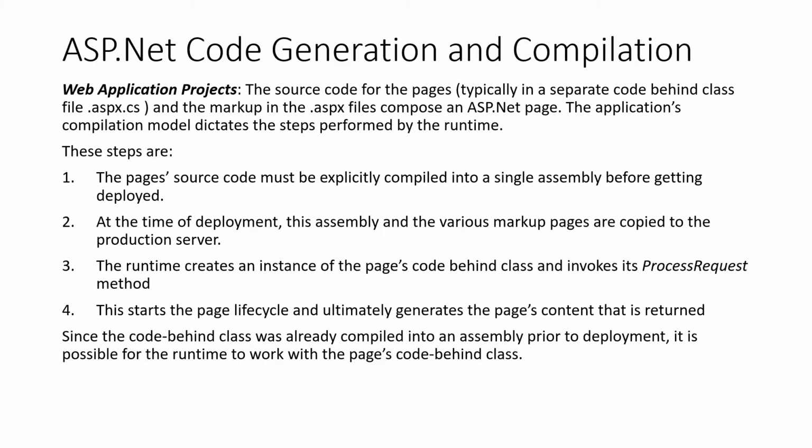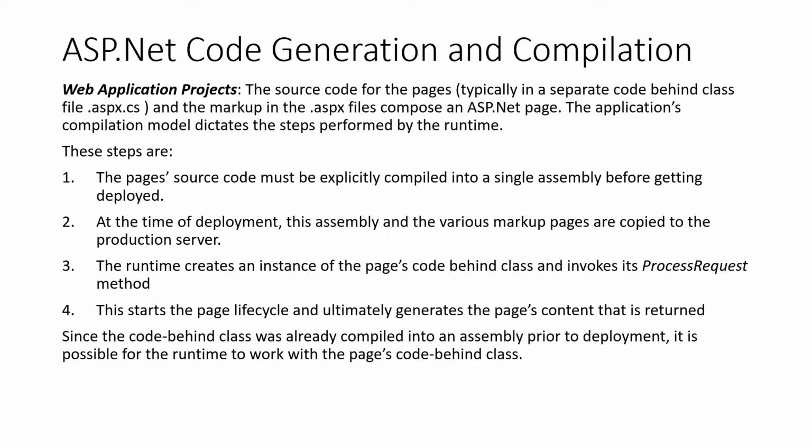Now, in web application projects, the source code for the pages is typically in a separate file, which is the code behind class file, that is the .aspx.cs. I'm sure all of my followers who have worked with the code behind model for web application projects in ASP.NET are aware of this. And the markup in the .aspx files composes an ASP.NET page. The application's compilation model dictates the steps performed by the runtime.